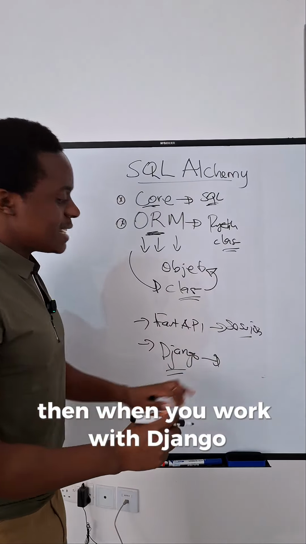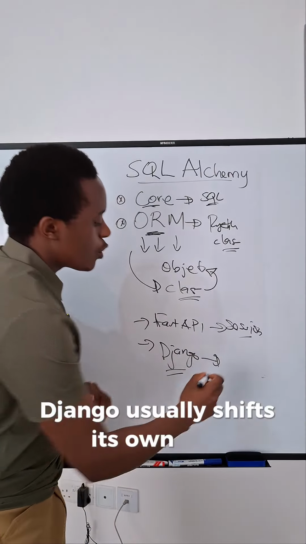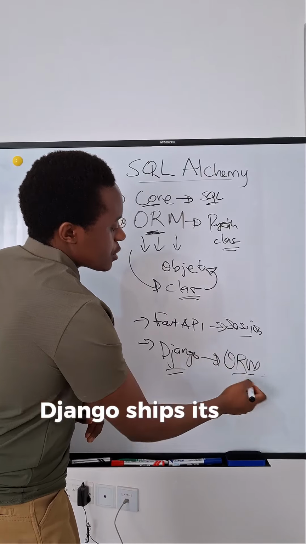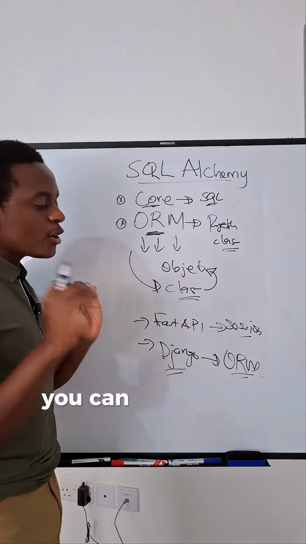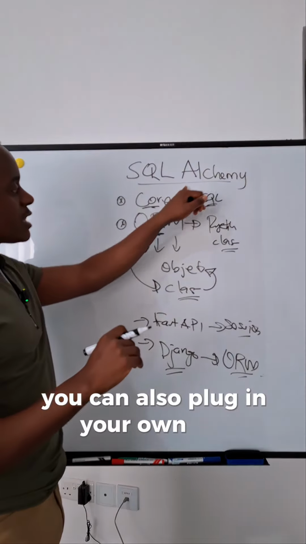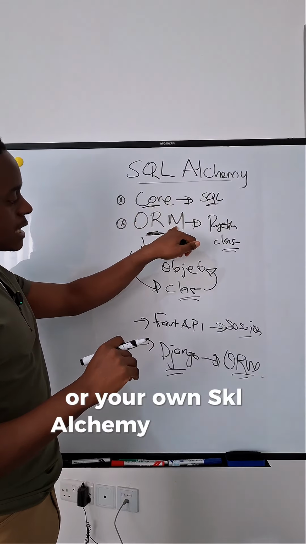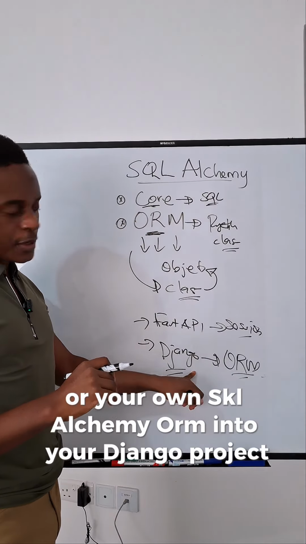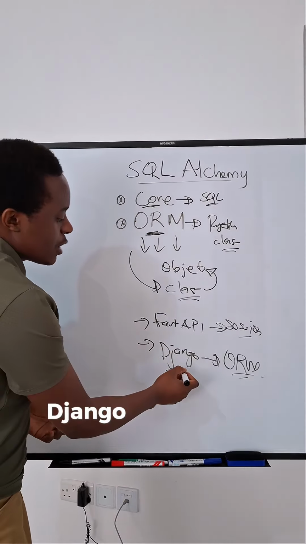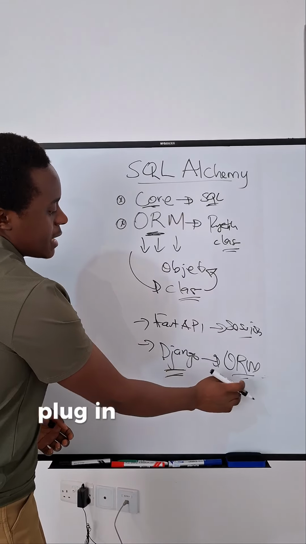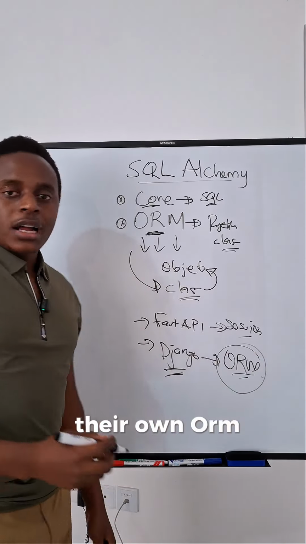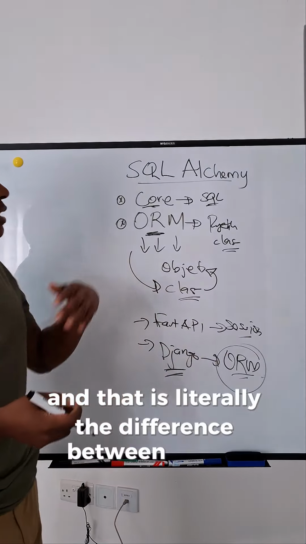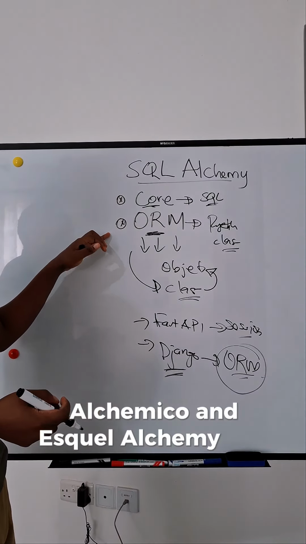Then when you work with Django, Django usually ships its own ORM. However, you can also plug your own SQLAlchemy Core or your own SQLAlchemy ORM into your Django project. But it's usually not advisable. Django usually just wants you to plug in and use their own ORM. And that is literally the difference between SQLAlchemy Core and SQLAlchemy ORM.